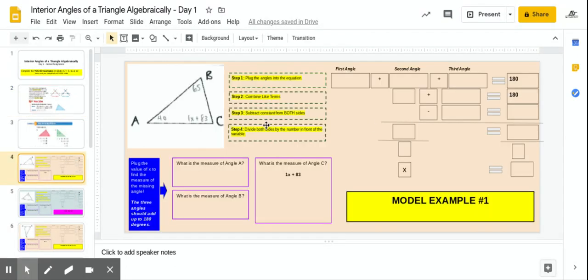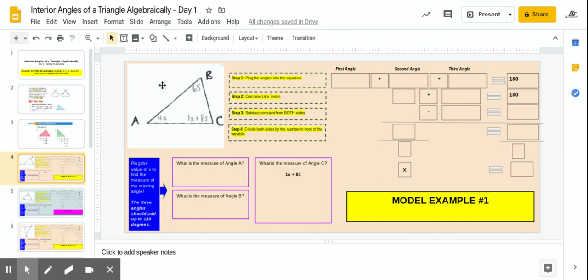So here I have a picture of triangle ABC. Okay, I know angle A is equal to 40 degrees, angle B is equal to 65 degrees, but angle C is equal to 1x plus 83. So I do not know what degree measure angle C is yet because it's an algebraic expression. In order to figure out what angle C is equal to, I first have to figure out what x is equal to. Okay, so I have to create an algebraic equation.